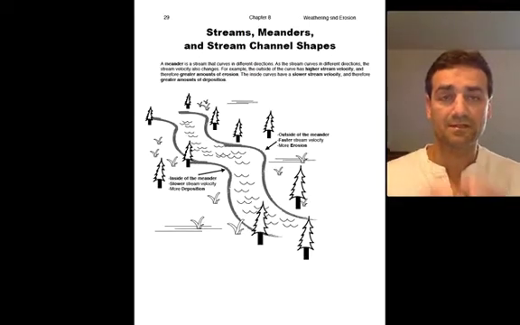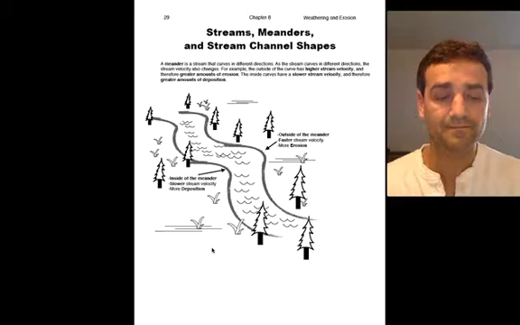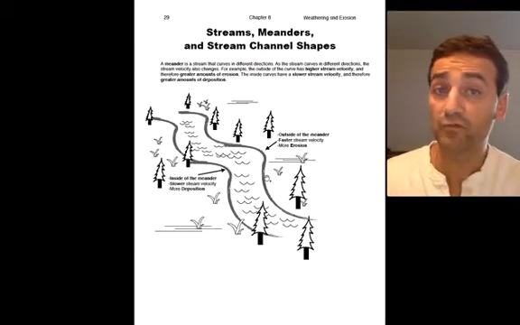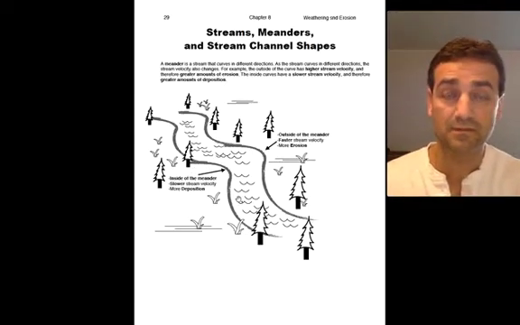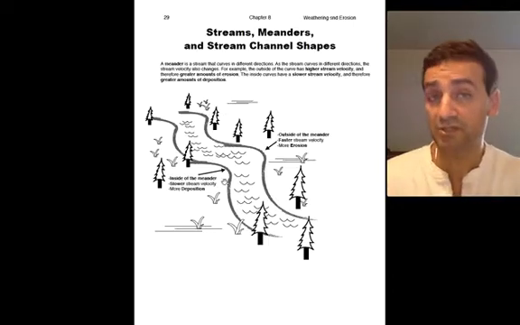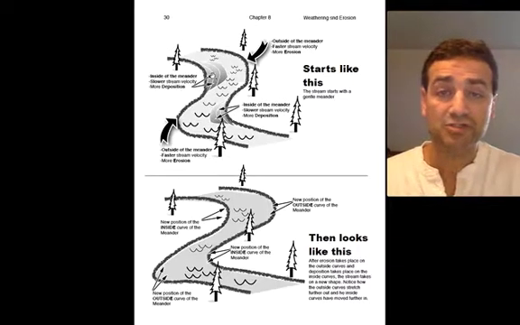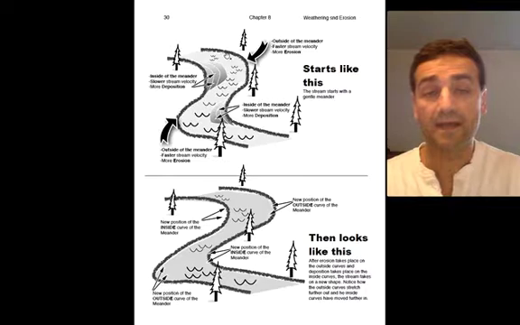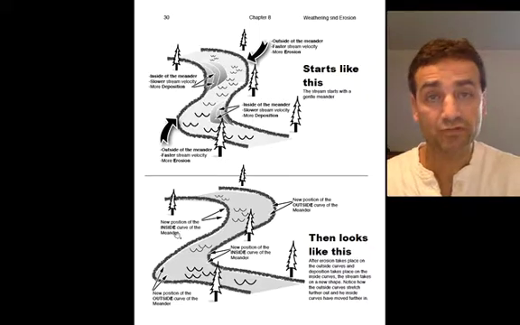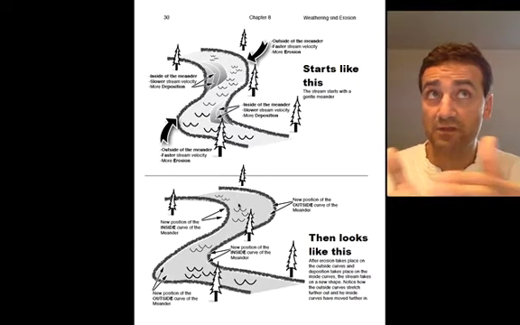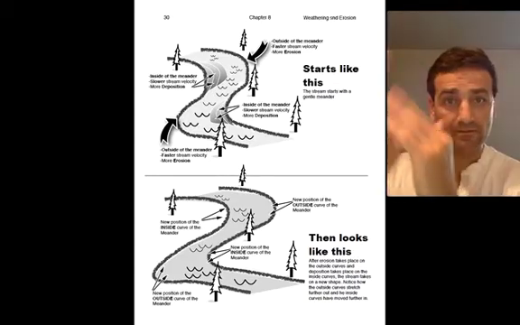Stream meanders. That's just a stream that flows back and forth like that. Okay? On the outside of the stream, the water moves faster. More erosion. On the inside of the stream, it moves slower. More deposition, more depositing of sediments. And as those sediments get deposited and eroded, it changes the shape of the stream, the shape of the meander. Okay? It starts out like this, and then it starts going like that, right? Okay.